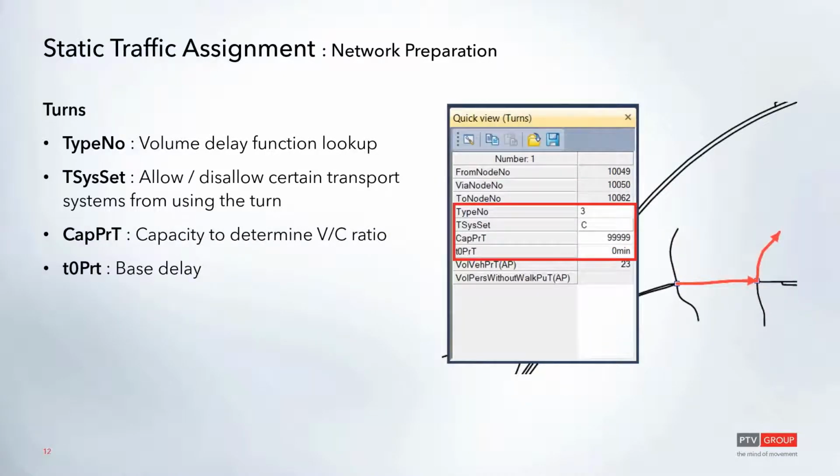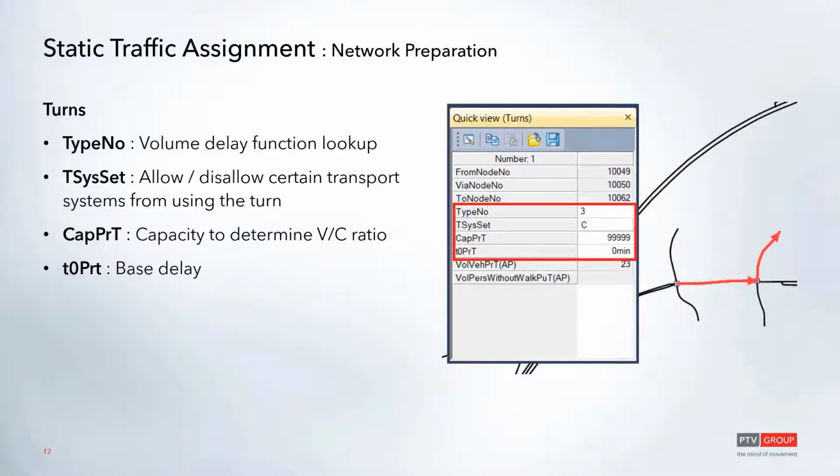And then on the turn side, very similar to links, these also have a volume delay lookup associated with that type number that's set. You can also turn on or off those transport systems. So for example, if you wanted to turn off all of the U-turns in your network or disallow certain turns, you can click that TSYS set button here, and then this will allow you to update those values.